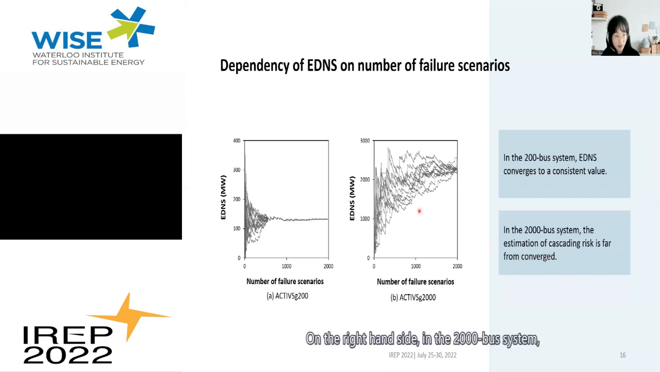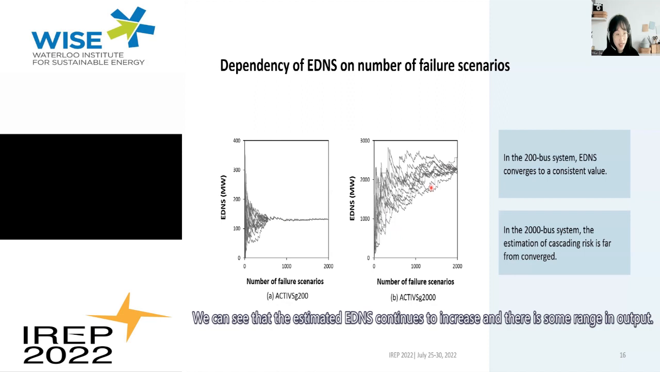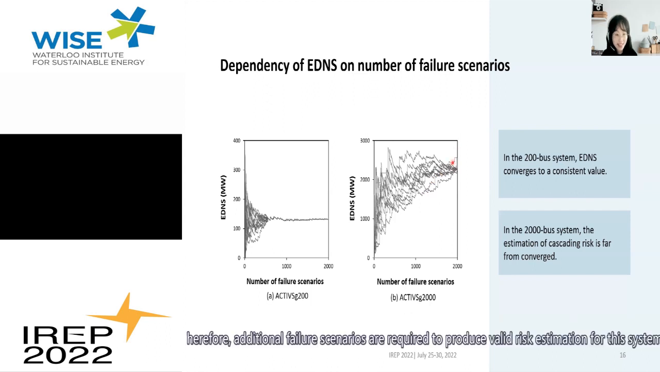On the right-hand side, in the 2000 bus system, the estimation of cascading risk is far from converged. We can see that the estimated EDNS continues to increase, and there is some range in the output here. Therefore, additional failure scenarios are required in order to produce valid risk estimation for this system.